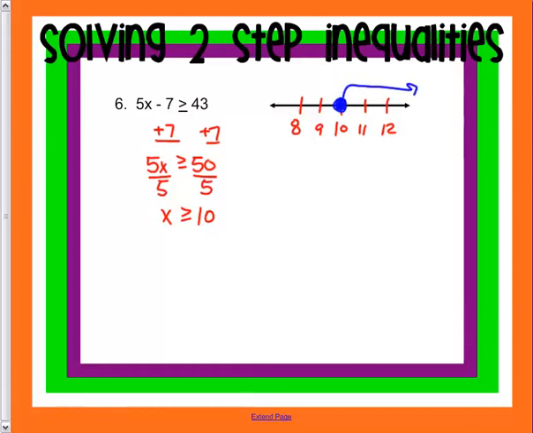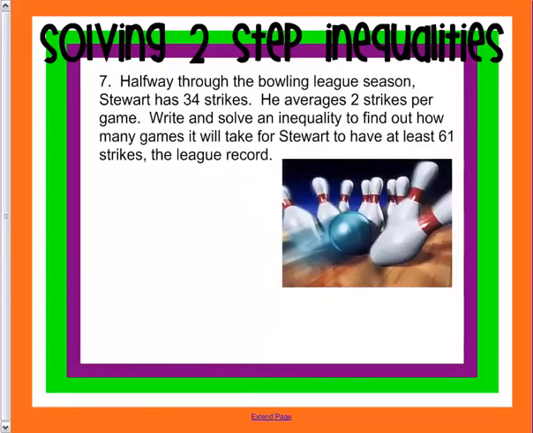Okay, so let's look at a couple word problems. We'll try one together, and then you can try one on your own. Halfway through the bowling league season, Stuart has 34 strikes. He averages 2 strikes per game. Write and solve an inequality to find out how many games it'll take for Stuart to have at least 61 strikes, the league record. So he's trying to make that league record.